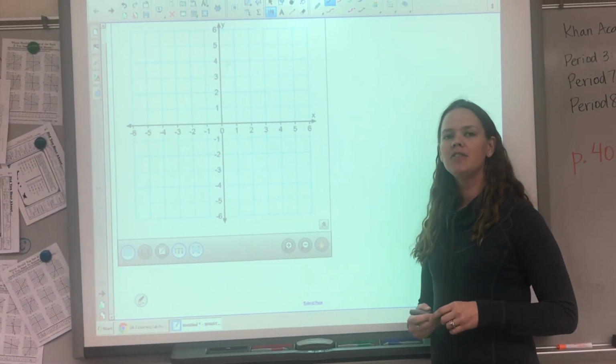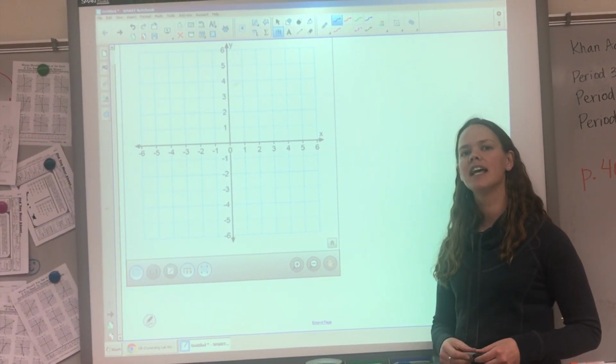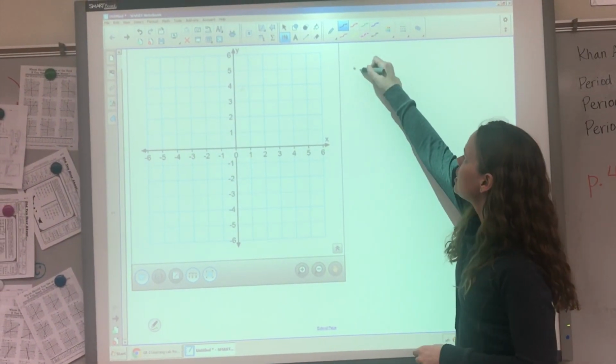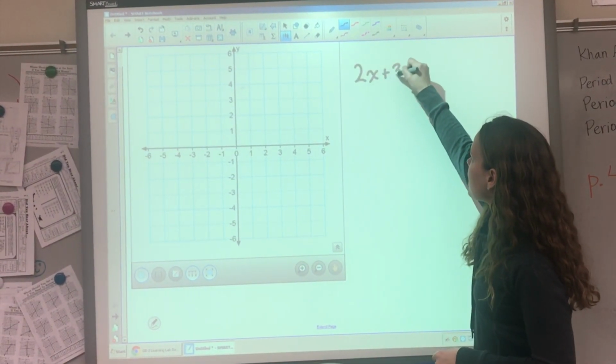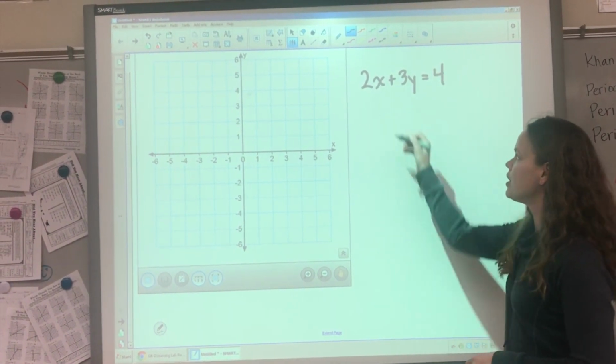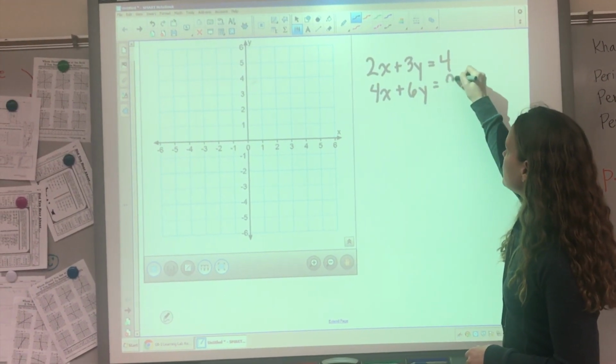Today we're going to continue looking at systems of equations and solving them by graphing, but today we're going to also look at some special cases. So the first system that we're going to use is 2x plus 3y is equal to 4. And then we're also going to use the equation 4x plus 6y is equal to 9.